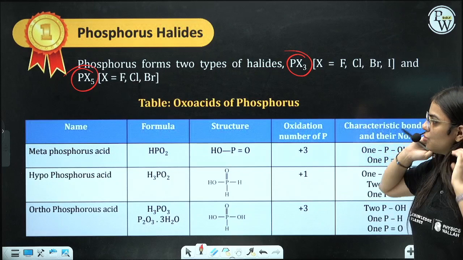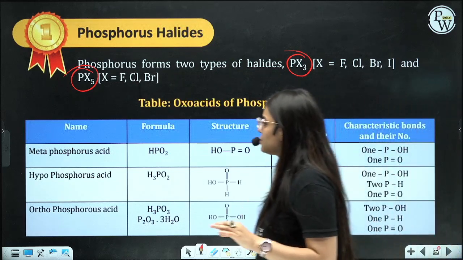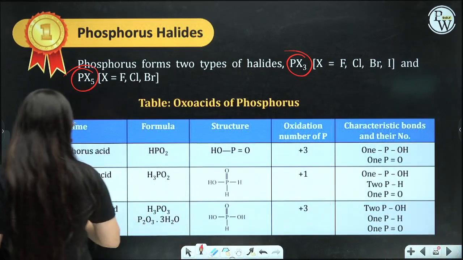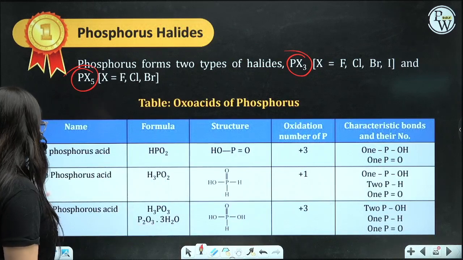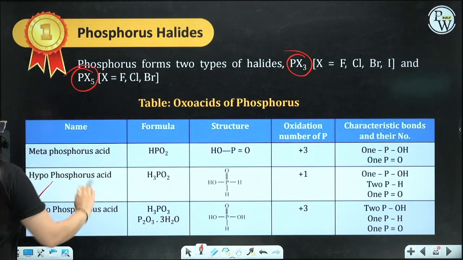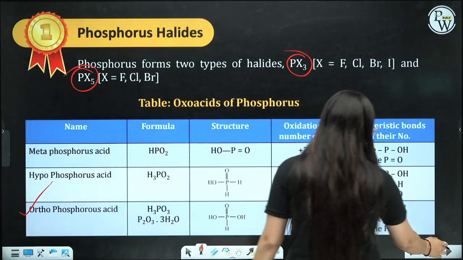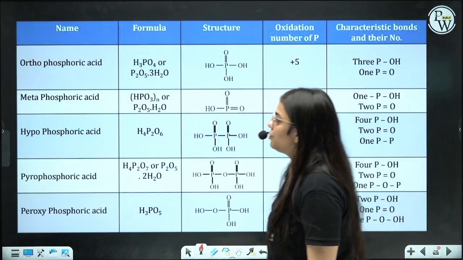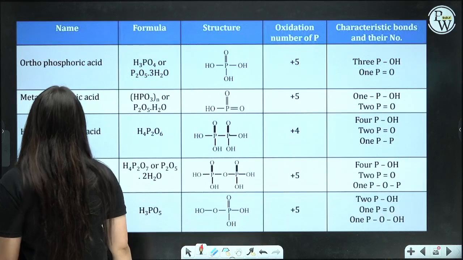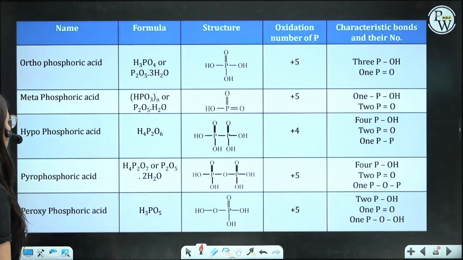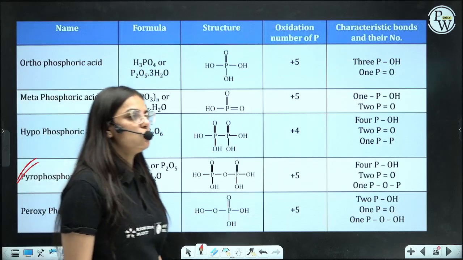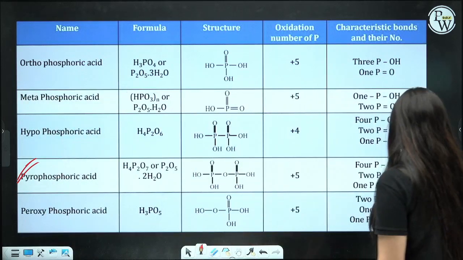Now students, these are the oxo acids: metaphosphorus acid HPO2, hypophosphorus acid H3PO2, orthophosphorus acid, see, ortho is asked, that is H3PO3. Then basically is orthophosphoric acid H3PO4. Then comes metaphosphoric acid. Then comes pyrophosphoric acid, very, very important, that is H4P2O7, very, very important.